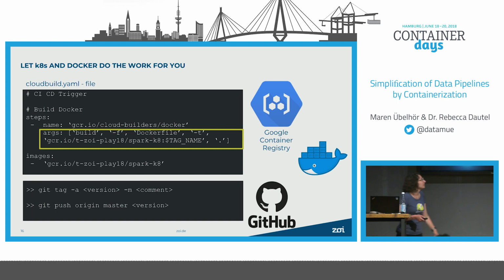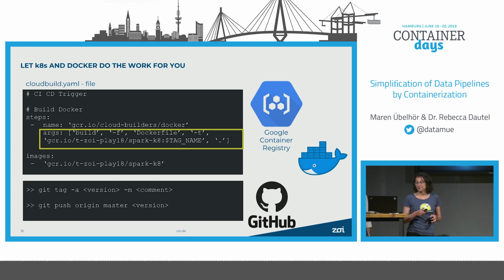So here you can see the cloud-build YAML file to build a trigger in the Google Container Registry. I'm not sure if everybody knows it, it's a private Docker registry in the Google Cloud Platform. There you have the possibility to create build pipelines to create Docker images. And it's very easy to define these pipelines.